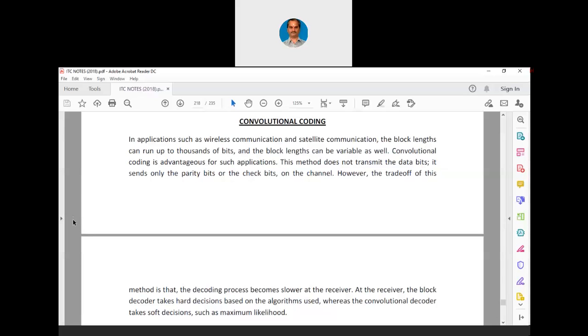Why I am telling all these examples is, block lengths can be variable even in data communication. That means based on the peak hours and non-peak hours, there can be different dynamic algorithms utilized by the communication resources. So the first challenge is block lengths can run up to thousands of bits. Second challenge is block lengths are variable. Till now whatever we have discussed, we did not think about such complicated applications. But now wireless communication and SATCOM are complicated applications. That is when we use a method called convolutional coding. That is advantageous for such applications.